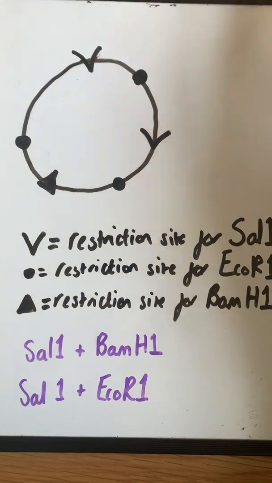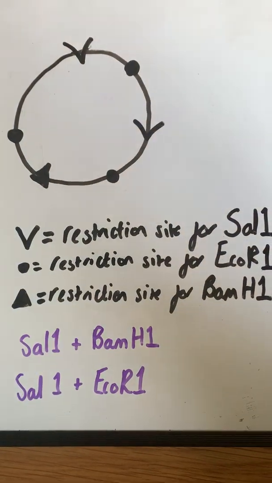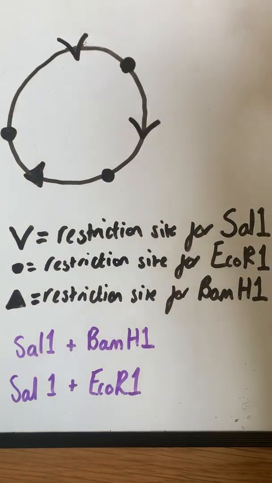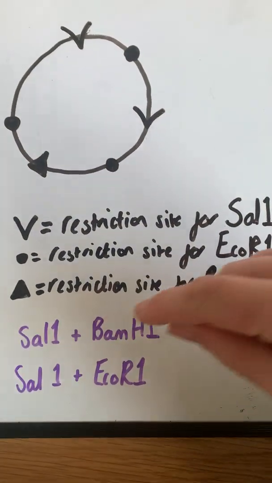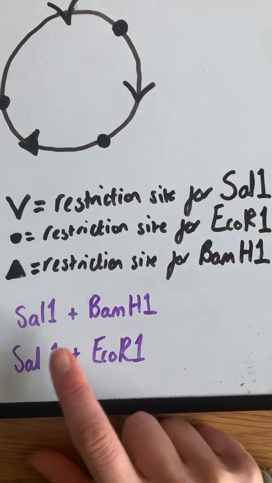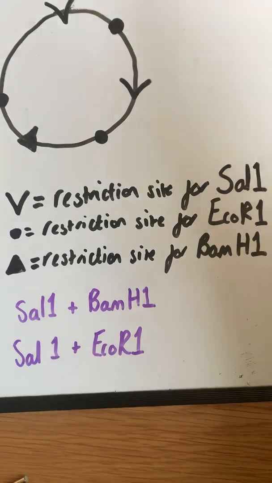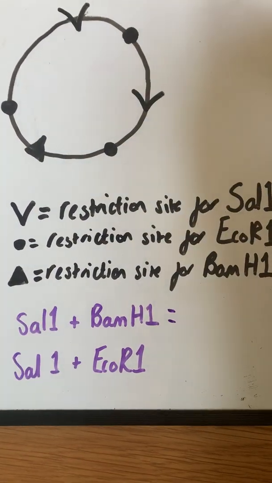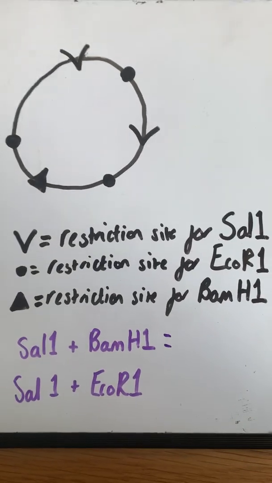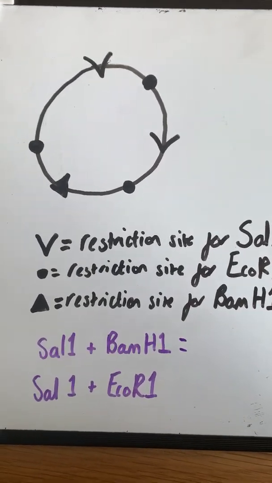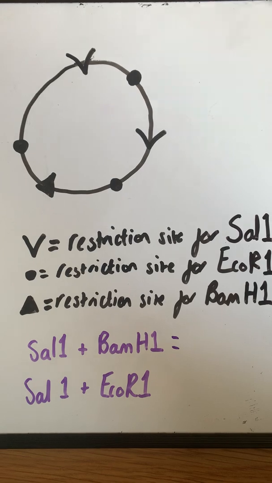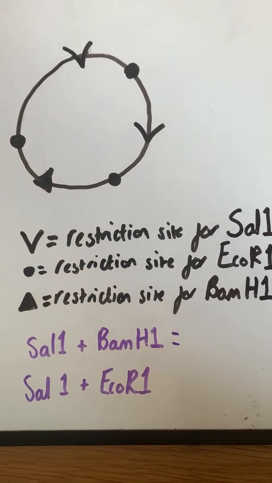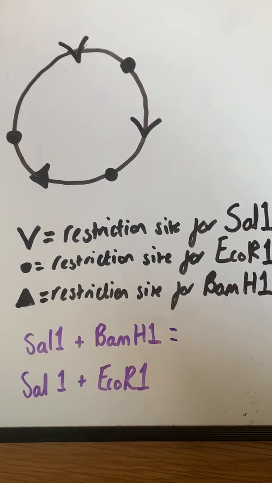Now, we're asked to make sure that we know the possible combinations, SalI plus BamHI. So when we use both of these restriction endonucleases, how many fragments will the plasmid be broken up into? And the easiest way to do this is to draw out the plasmid and then rub out any restriction sites to show where a cut is being made.